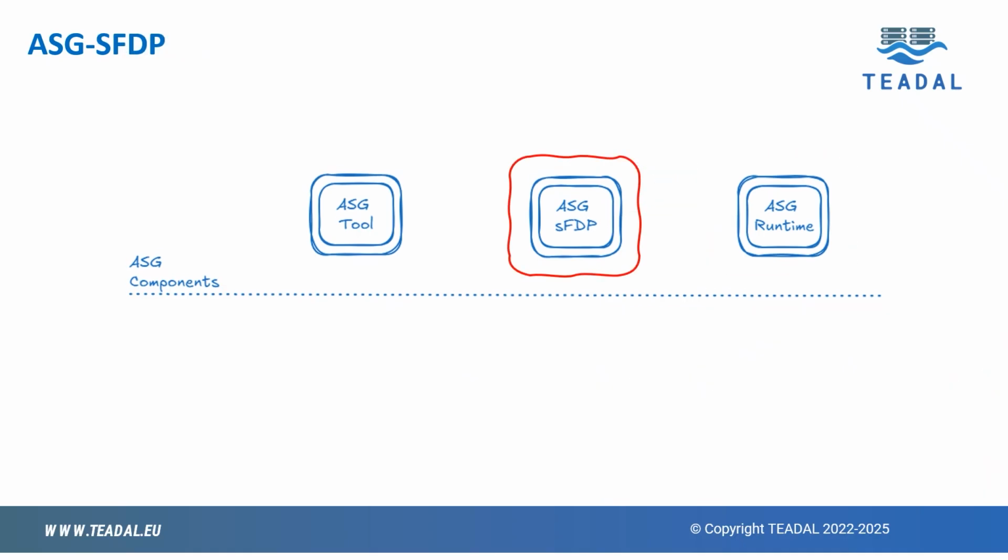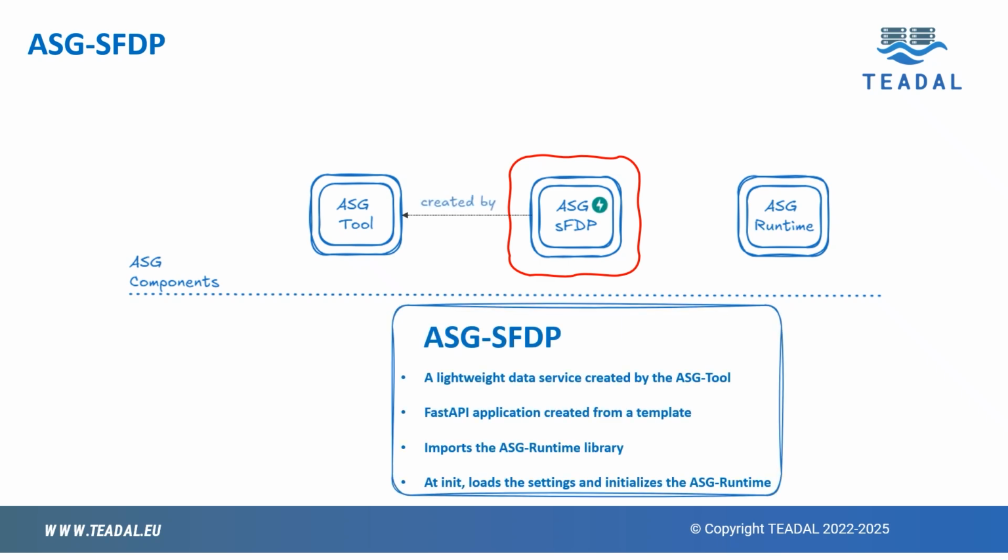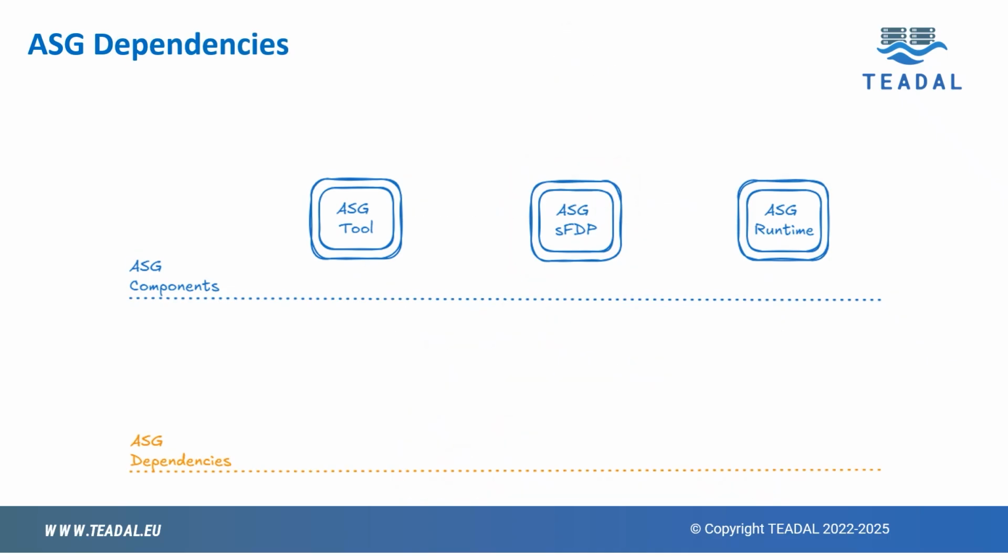Finally, the ASG sFDP is the resulting data product generated by the ASG tool, validated by the FDP provider team, deployed on TEADAL, and powered by the ASG runtime library. Upon successful startup, the service can be accessed by its users, serving the origin FDP data according to the data sharing agreement. The ASG system relies on several supporting components.